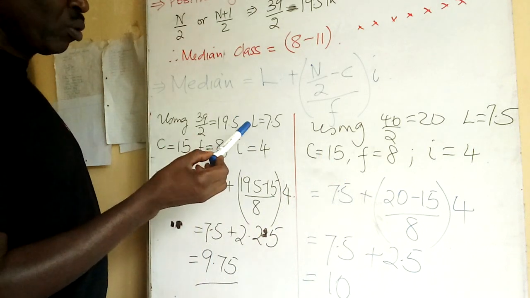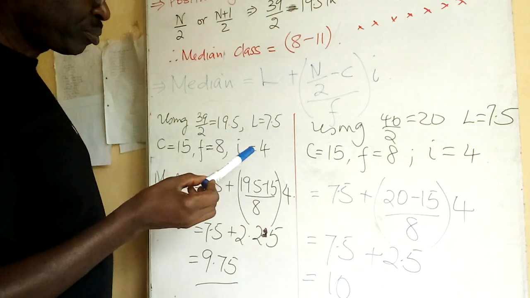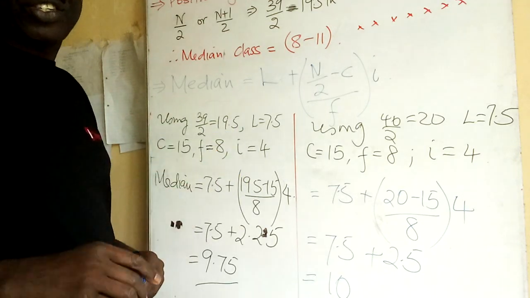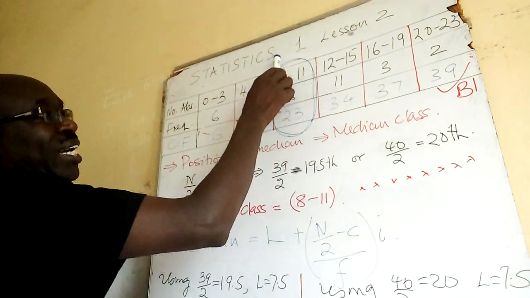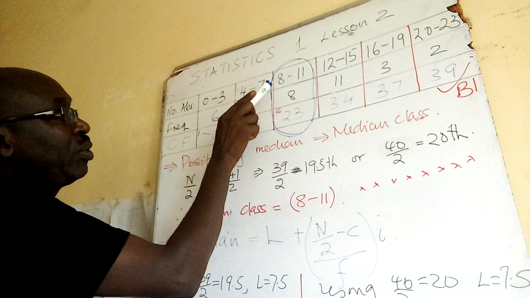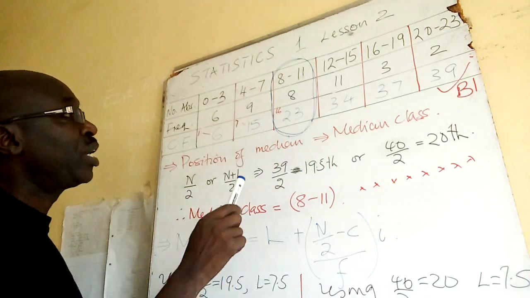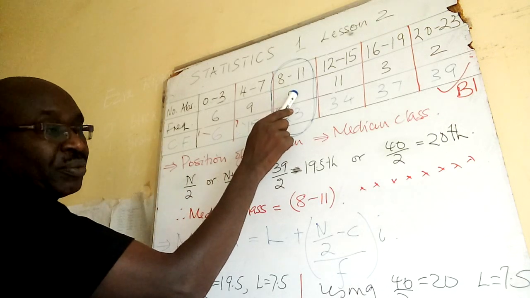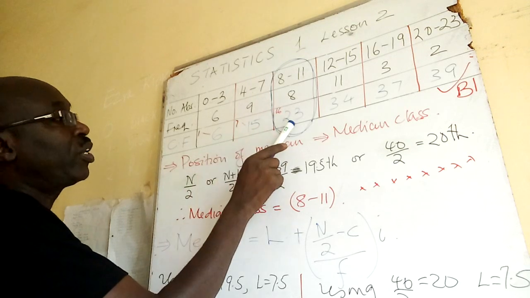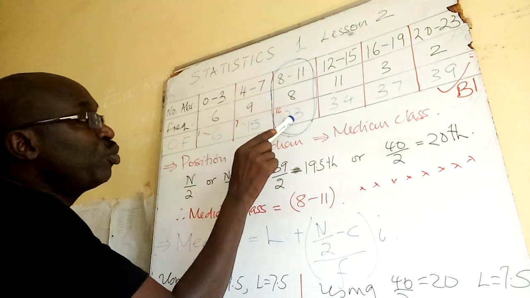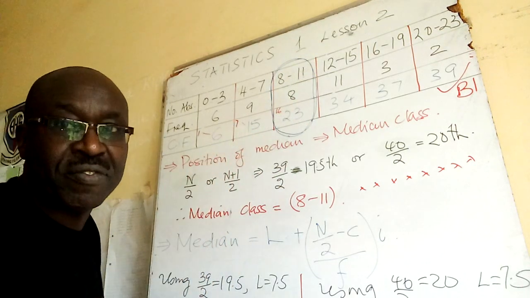So we have already established the median class. Go back just for a moment. You highlight it. Once you highlight it, it will give you the lower limit. The lower limit of 8 is 7.5. It gives you the frequency, which you write. Then it gives you the cumulative frequency before the median class. Before you reach the median class, what was your CF? The last CF is 15.